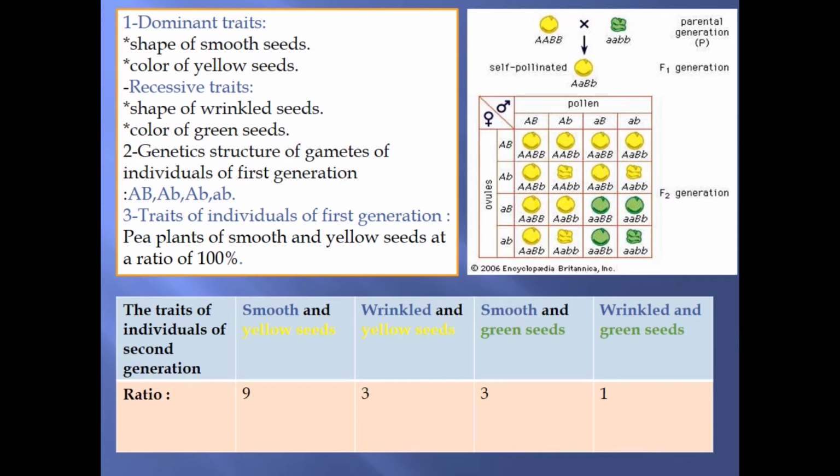Traits of individuals of the first generation: all the individuals of the first generation will have smooth and yellow seeds, 100%. But the recessive trait appears in the second generation with a ratio of 9 plants with yellow and smooth seeds, 3 wrinkled and yellow seeds plants, 3 smooth and green seeds plants, to 1 wrinkled and green seeds plant.